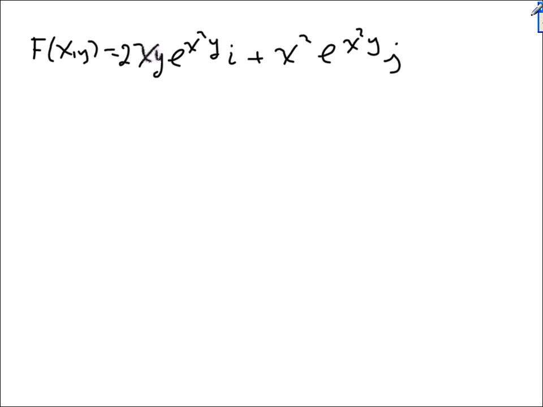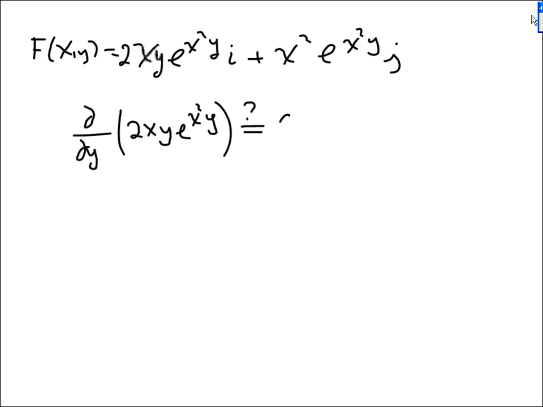You want to know if this is conservative or not. So you want to take the partial with respect to y of 2xy e to the x squared y. You want to know if this is equal to the partial with respect to x of this, x squared e to the x squared y. Partial of that with respect to x.